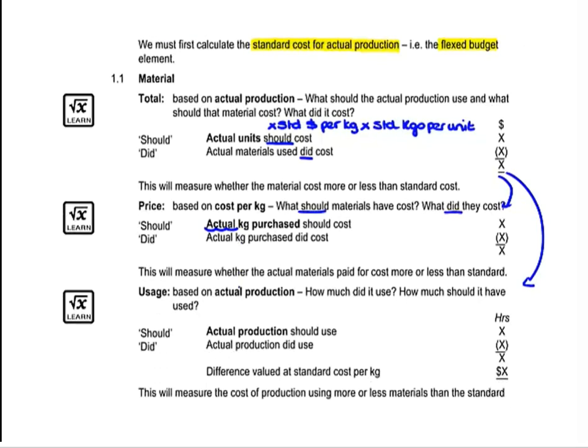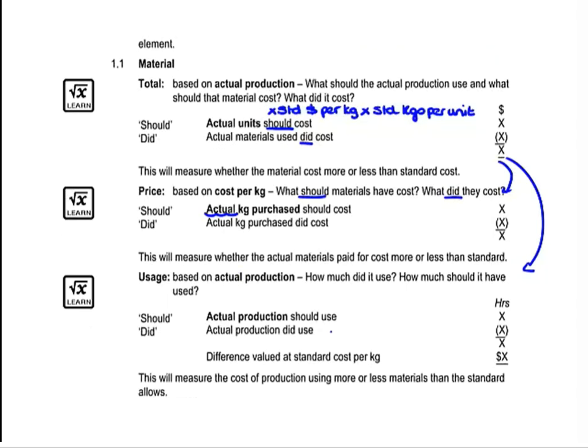Finally, for usage then, this is based on the actual number of units produced. How much material should it have used compared to how much it did use? So actual production should use, and that should be kilograms, compared to how much it did use. So again, should and did. The difference is that we're going to end up with our usage variance or any of our efficiency variances with a difference in kilograms. And we always value any differences at the standard cost. And this tells us then how much difference there was compared to standard, because we used more or less material than we were expecting to.